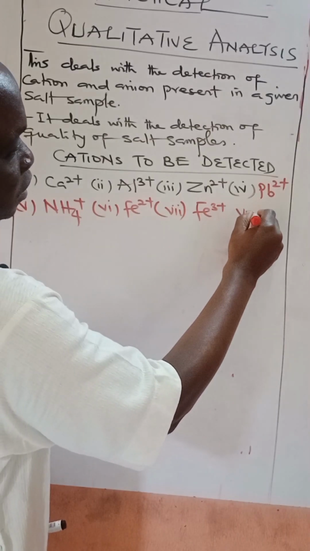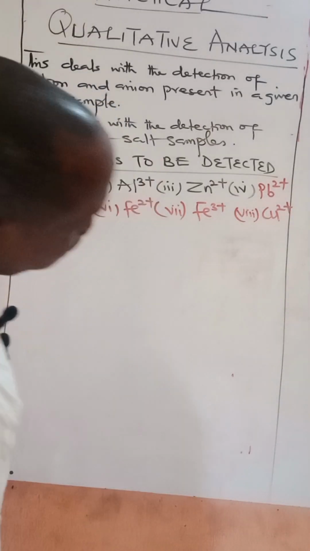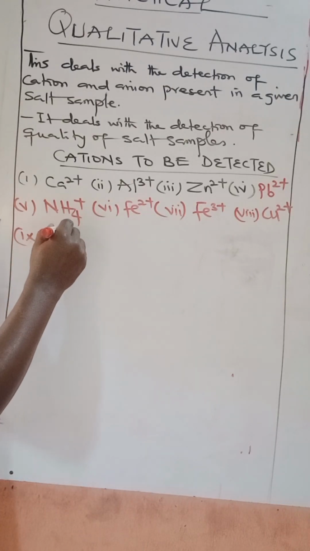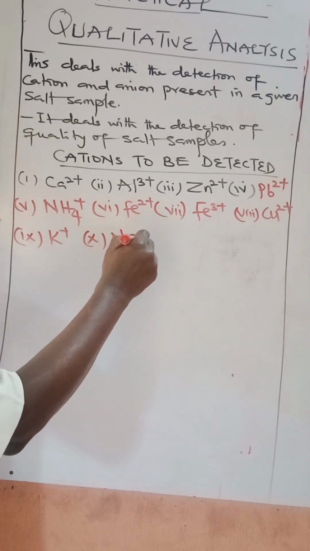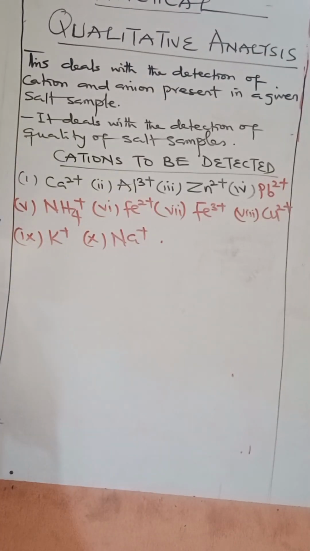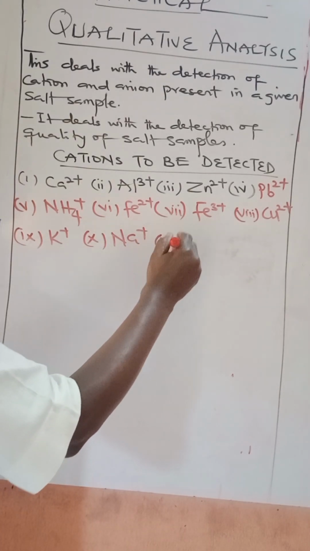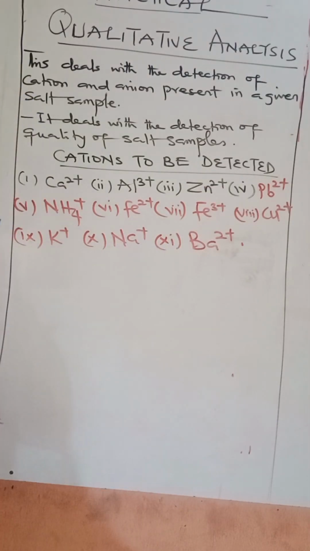Eight, copper 2 ion. Nine, potassium ion. Ten, sodium ion. These are the cations to be detected, and probably barium. These are the cations to be detected.